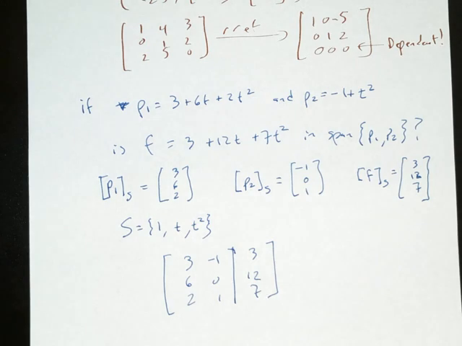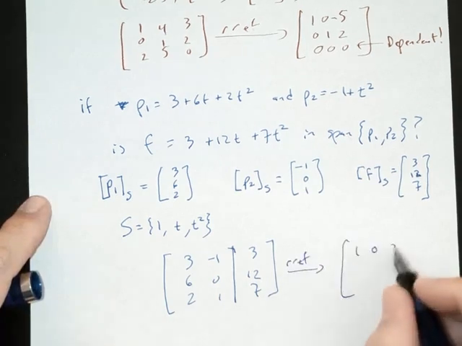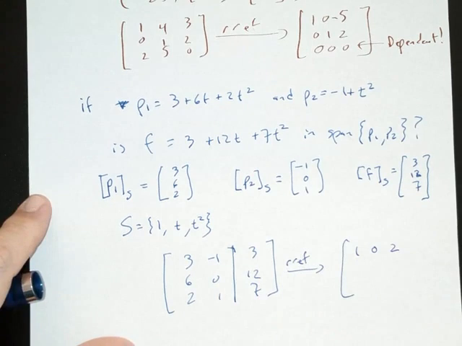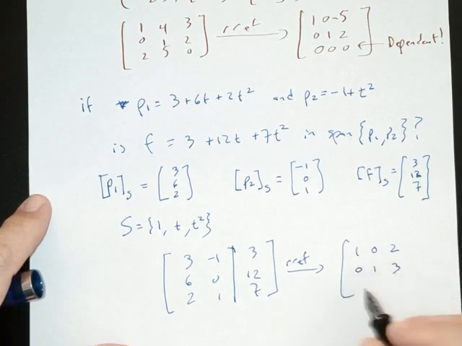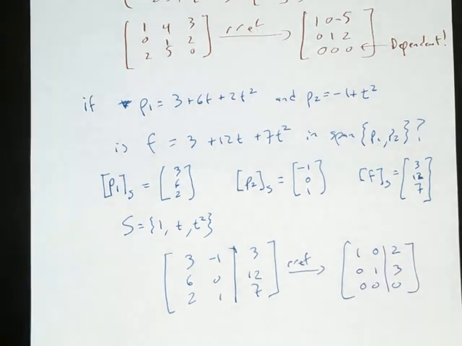Do I have 2 pivots? I only have 2 columns. I should have at most 2 pivots. Do I have 2? Yay! And the answer is yes. Is it 2, 3 or is it 3, 2? 2, 3. I found the coordinate vector. The coordinate vector is 2, 3. 2 times P1 plus 3 times P2.